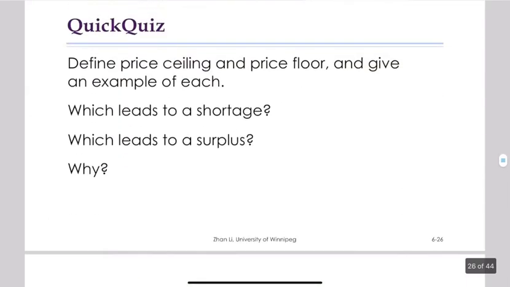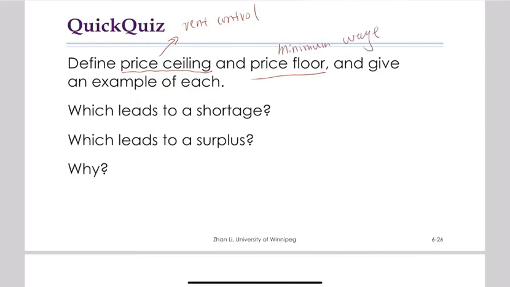Okay, quick quiz. Define price ceiling and price floor and give an example of each. Well, a price ceiling is really the maximum price a product can be sold for, and a price floor is the minimum price a product can be sold for. Giving an example of each, we have talked about several examples. For example, for price ceiling, we could talk about rent control. For price floor, we could talk about minimum wage.